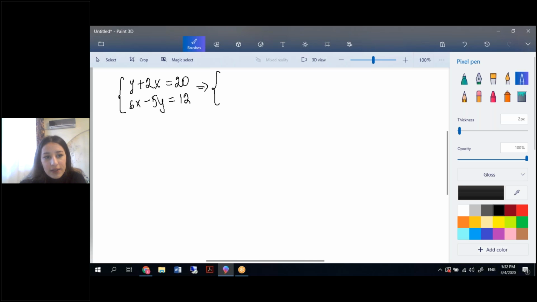Here we can multiply one of our equations by a number, such that if we add or subtract them, we will get rid of one unknown. For example, let's take x. First of all, let's write x under the x and y under the y.